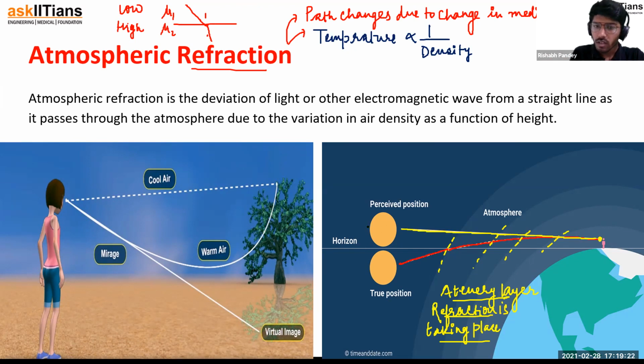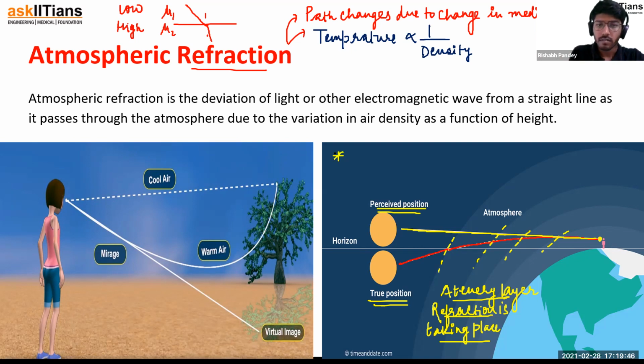And so this is the perceived position, as you can see. Perceived position. And basically, is this the true position? Is this the real position? No. It's just an image which has been formed due to multiple refractions. But this is the true position. So the concept of atmospheric refraction could be understood in this way.